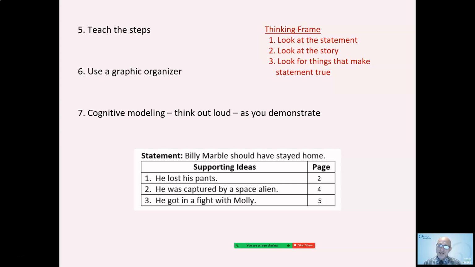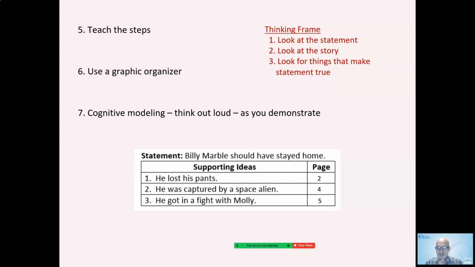And when I'm teaching it, I say, boys and girls, to support a statement, we look at the statement, we look at the ideas, we look for things that make the statement true. Look at the statement, look at the story, in this case, read the story, look for things that make the statement true. And we would read this together and I would think out loud, this is cognitive modeling.